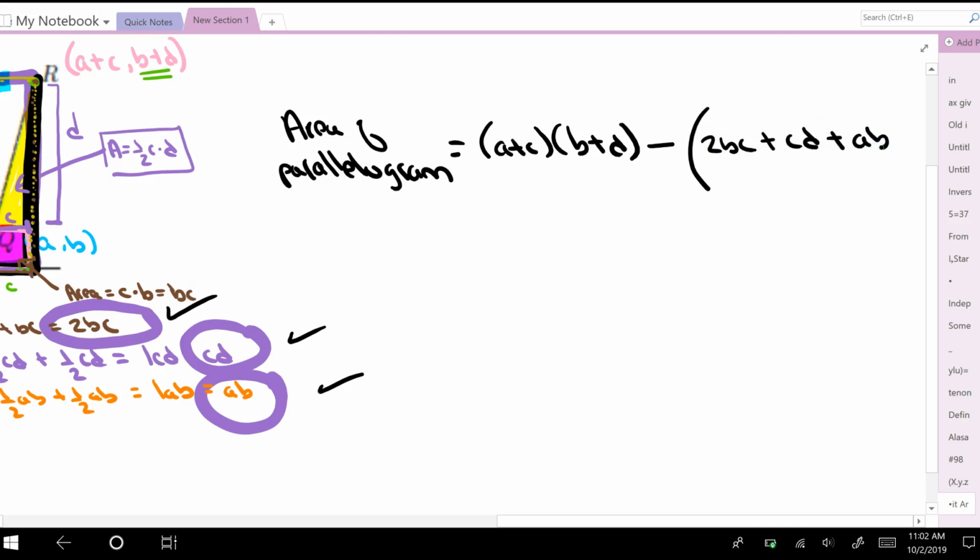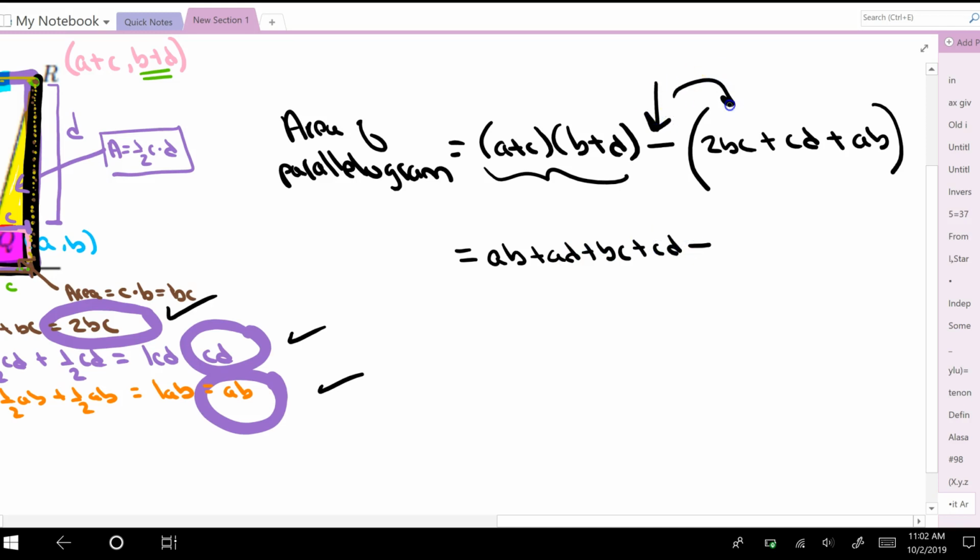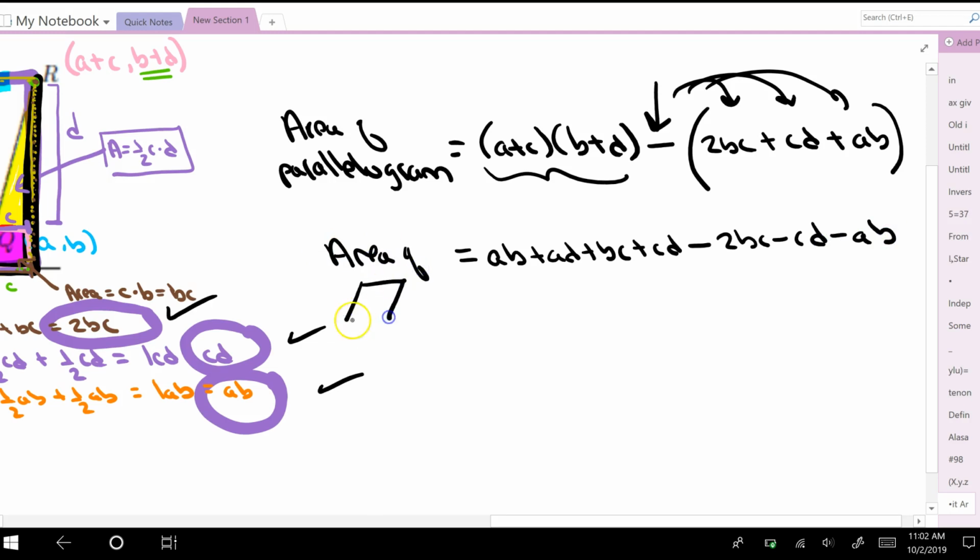And what we get at the end of the day, and I'm going to actually practice this, let's just go ahead and multiply this out, okay? I get, and I know you're all saying FOIL, AB plus AD plus BC plus CD minus, don't forget this negative, you have to distribute it, right? Minus 2BC minus CD minus AB. This is the area of that parallelogram.